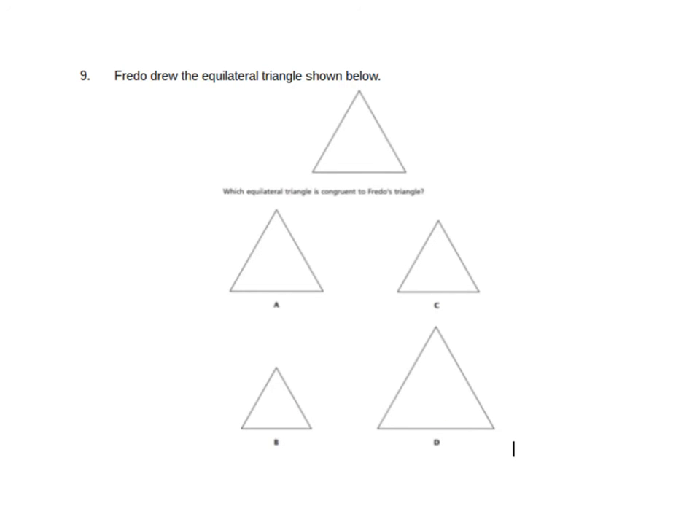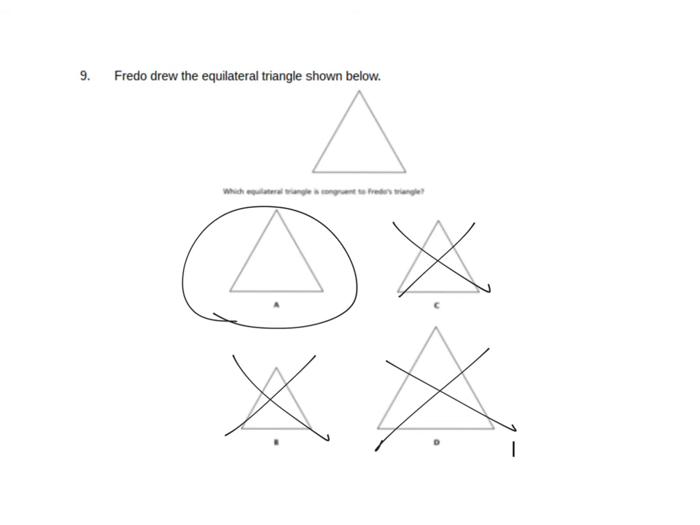Well, D's too big, and ideally, I would use a protractor and a ruler to figure this out. So if you do have a piece of paper, you should use a ruler and a protractor to figure this out. But D is too long, C is too short, and B, the sides are too short. So triangle A is congruent to Fredo's triangle. Make sure on these types of problems you are using a ruler and a protractor to help prove that the triangle is congruent.